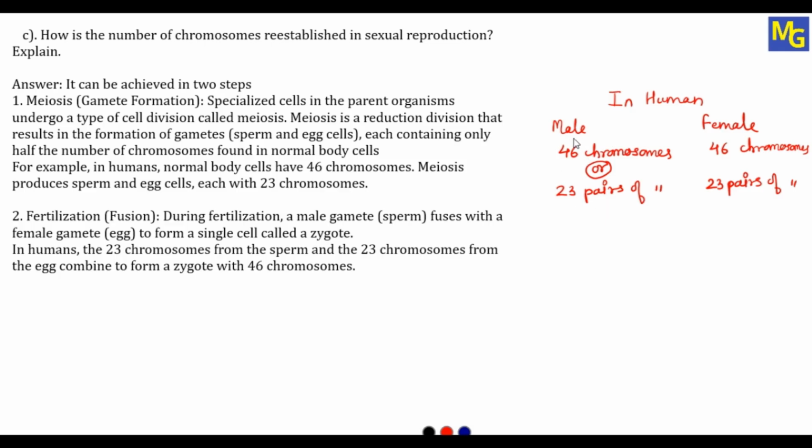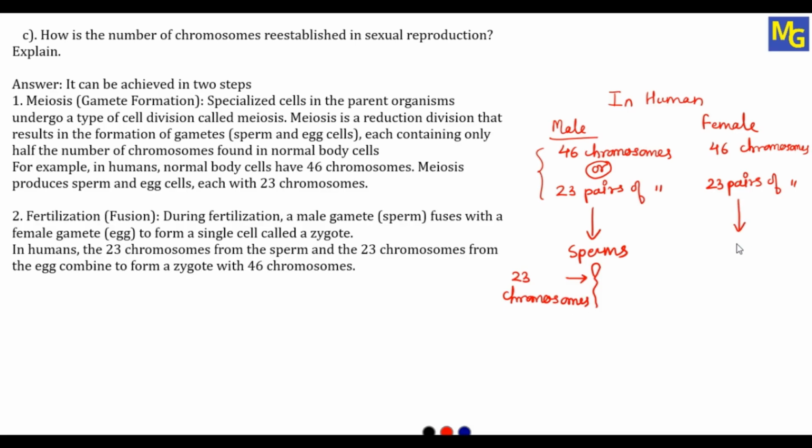So when cell division, meiosis, takes place in case of males, whatever gamete it forms, which is called sperms, these sperms will have half of the chromosomes compared to the normal body cell. So here I will draw the sperm. The sperm will have 23 chromosomes. Remember, very important, the gamete will have 23 chromosomes.